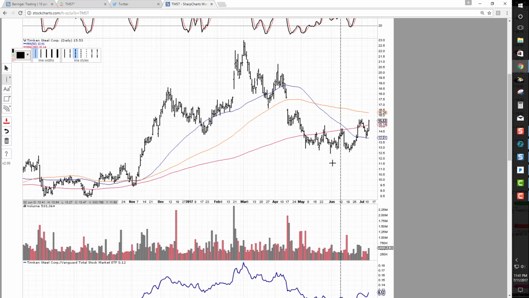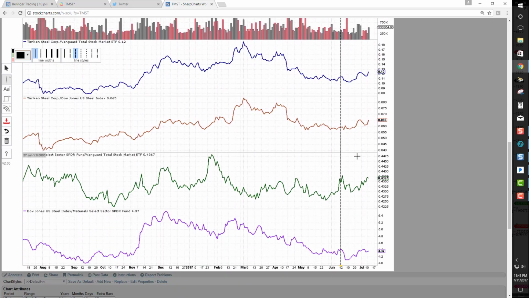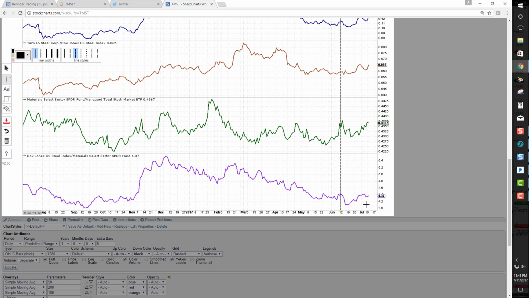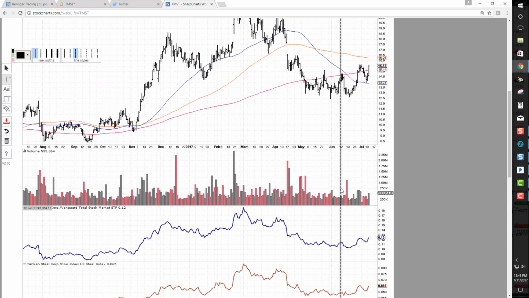Very bullish price action, bullish technicals, great relative strength, great sector. The index is kind of stabilizing a little bit. I really like TMST.